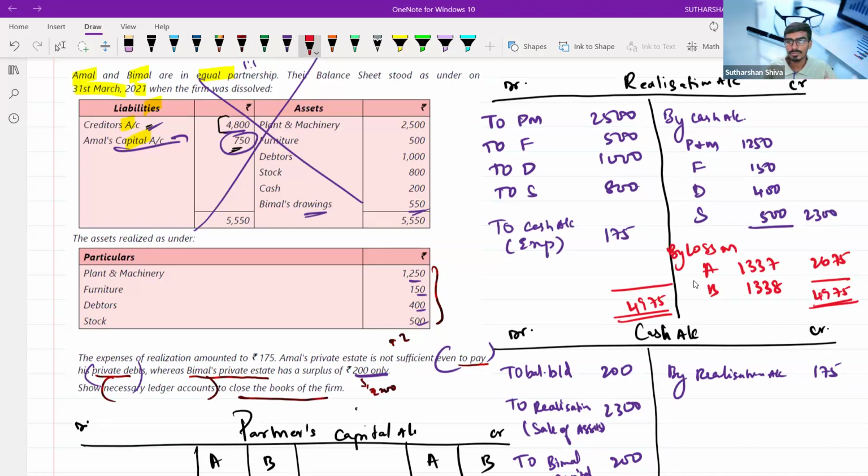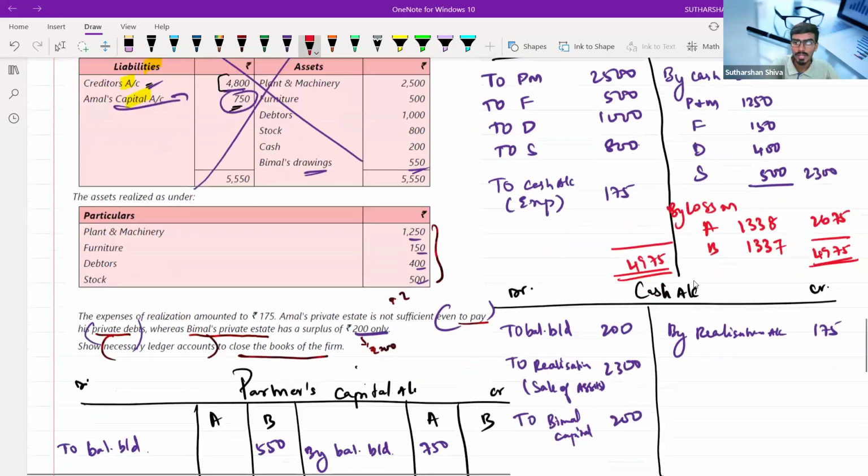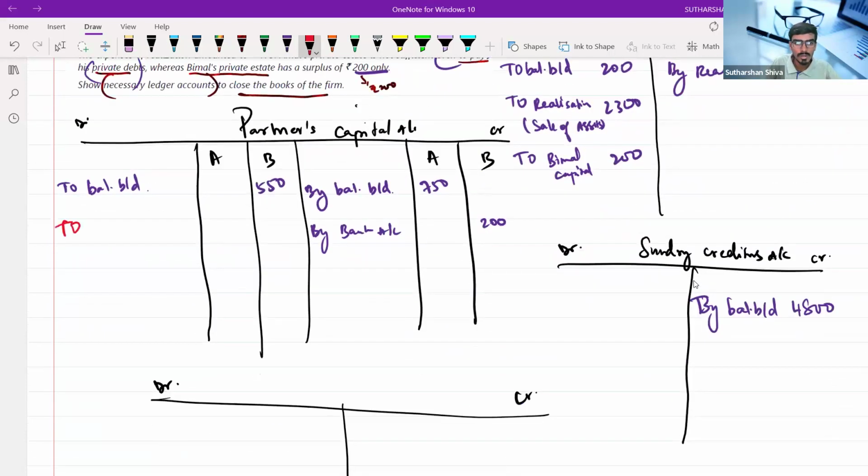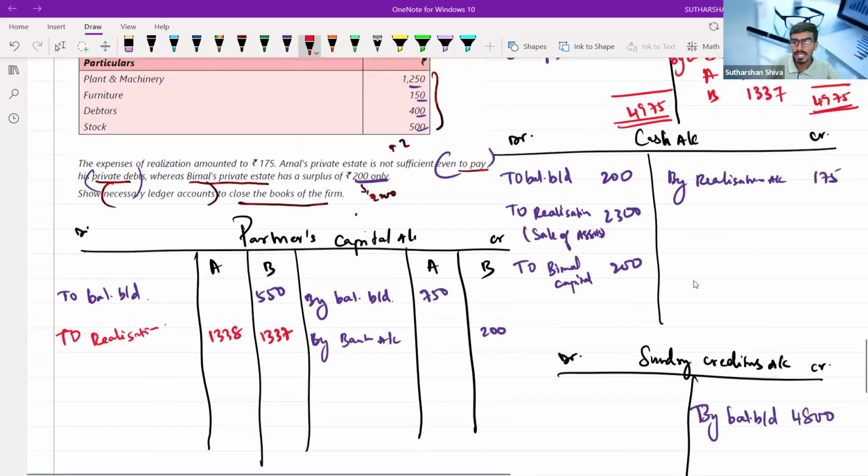Not an issue. Okay, by loss on realization, this loss should be transferred to which account? Partners' capital account. So we will write down to realization account the values 1,338 and 1,337. That's it. Now close the cash account.